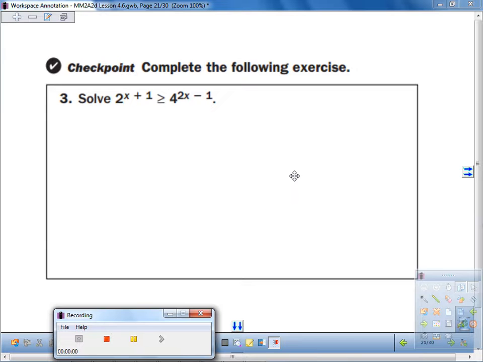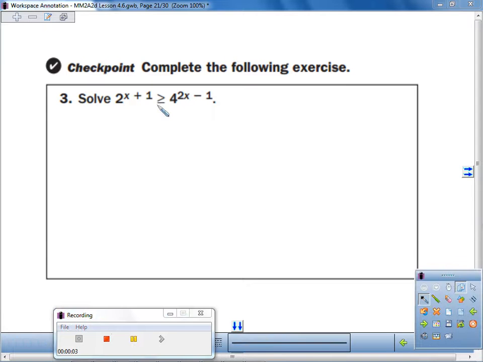Alright, so here we have an inequality and our variable is in the exponent. We need the same base, so we're going to get this to be the base of 2. So we have this right now, and we're going to write this in terms of 2. So 2 squared would give us the 4.